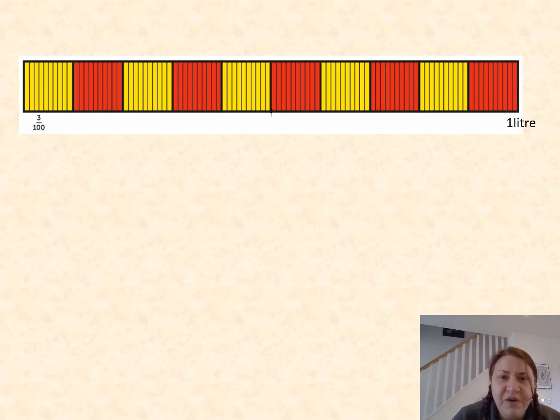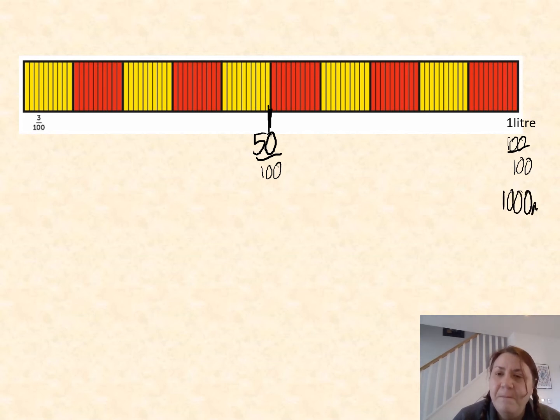So if I were to do my fraction here, out of 100, how far have I come? I'm halfway. So what's halfway? It's 50, isn't it? 50 out of 100. So here, our whole is 100 out of 100, which is confusing because that's actually 1,000 millilitres, isn't it? Because there are 1,000 millilitres in a litre. So our whole, which is 100 out of 100, is actually 1,000 in this case, which is quite confusing.